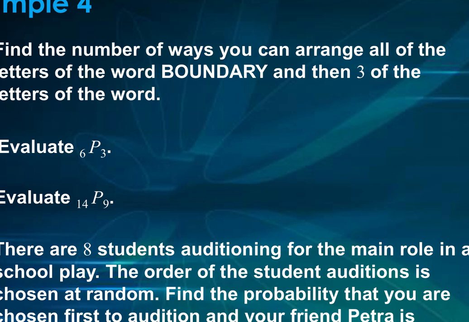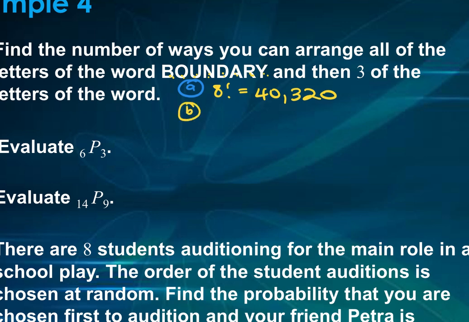All right, number 1. Find the number of ways you can arrange all the letters in the word boundary, and then 3 of the letters. So this is a 2-parter. All the letters would be what? 1, 2, 3, 4, 5, 6, 7, 8. 8 factorial. Oh, I thought you wrote 9. My bad. Oh, that's an A. Sorry. So this is 40,320. So that's how you could arrange all 8.